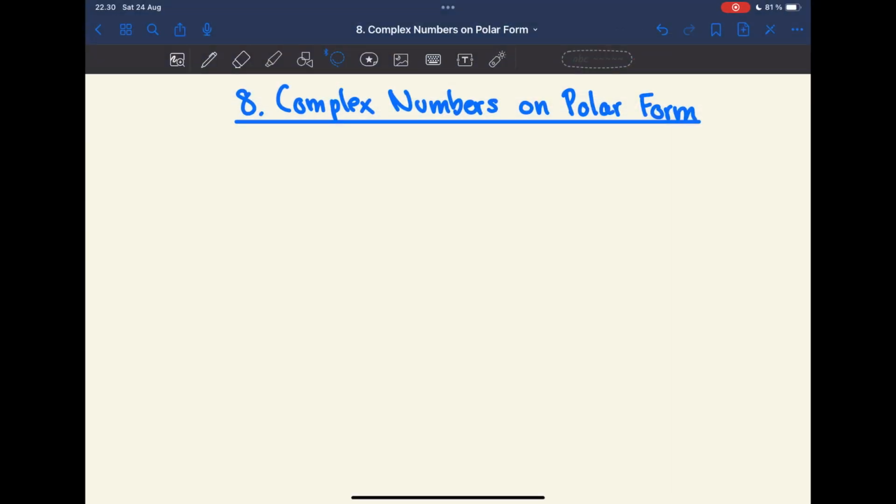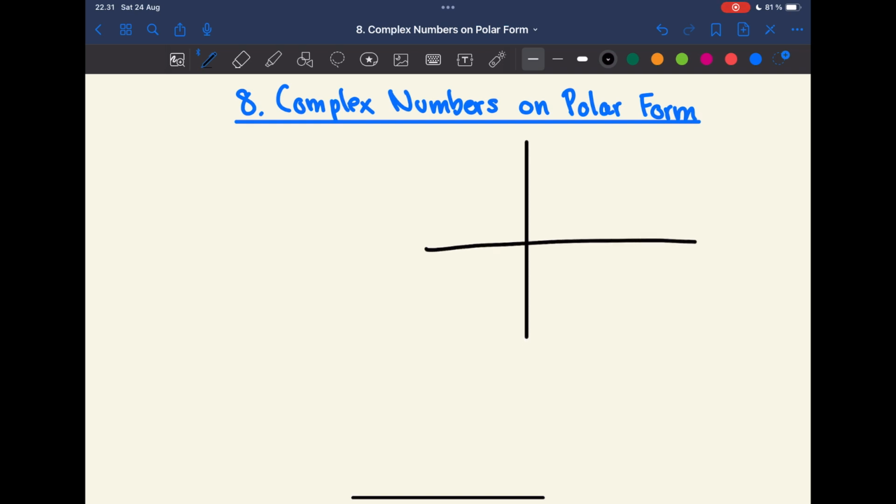Alright, so in the previous video we got an introduction to the complex plane. So in this video we will look at how we actually use that knowledge about the modulus and the argument to write our complex numbers in a new way. And the new way will be on polar form. So let's just start by looking at the complex plane one more time.